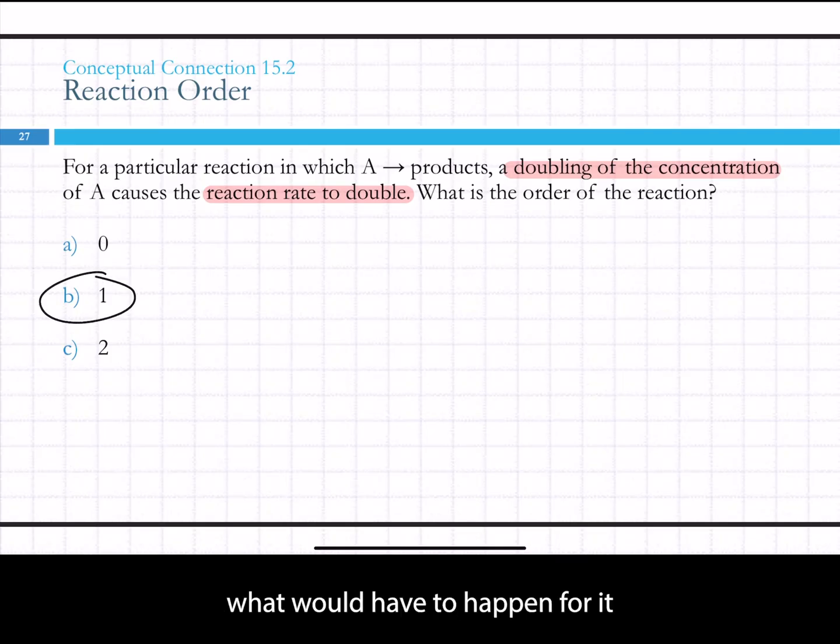What would have to happen for it to be a second order reaction? If I double the concentration of A, then it would be, well, yeah, C, but it would be 4 times.